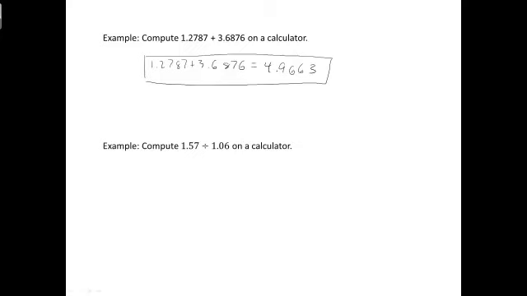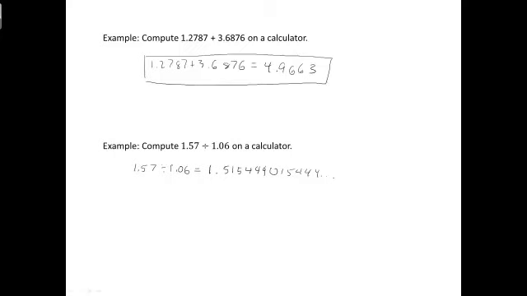Example, compute 1.57 divided by 1.06 on a calculator. If you do this calculation on a calculator, depending on the level of accuracy of your calculator, you will get something like this, 1.515444... and then maybe some more decimals after this. We usually notate the extra decimals, the fact that this continues on, by a ... And in this case, it follows a specific pattern, but in general, this just means that there are more decimals to the right of this.